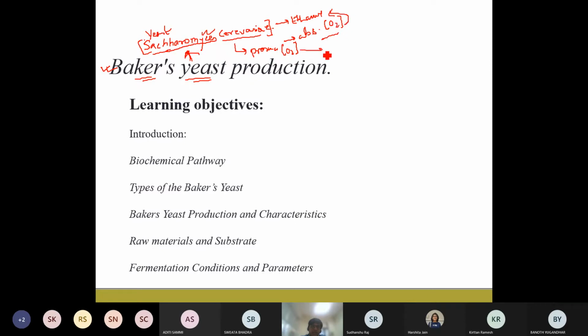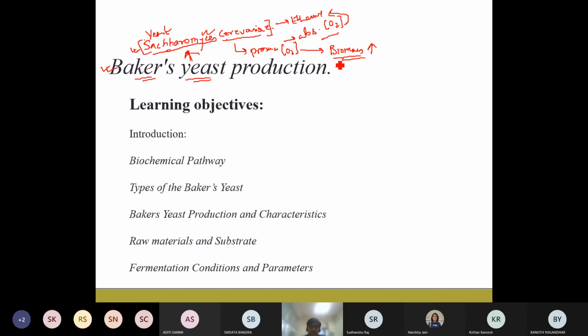Generally it has been found that Saccharomyces cerevisiae in the absence of oxygen produces ethanol, but in the presence of oxygen, the biomass, meaning the concentration of cells, increases drastically. That biomass can directly be used in food products or for making bakery products and so on. So our main objective in baker's yeast production will be to understand how we can increase the biomass concentration of this yeast, and we will look into both the upstream and the downstream processes.